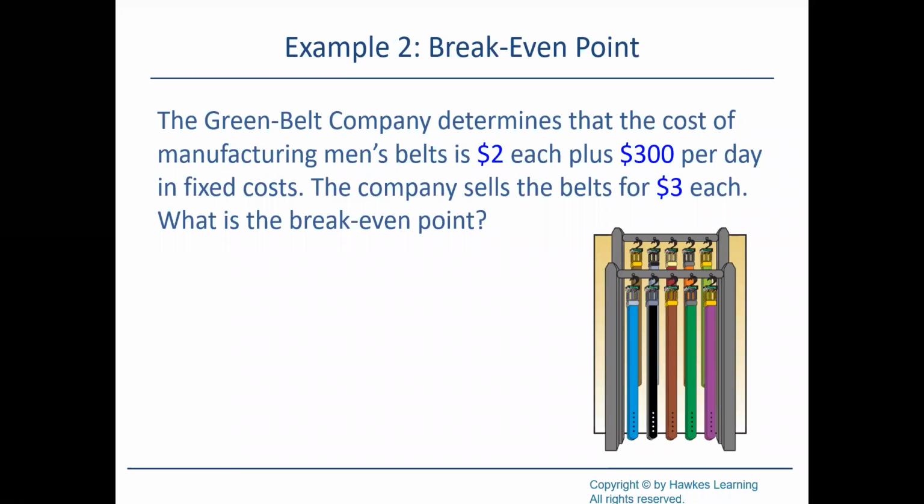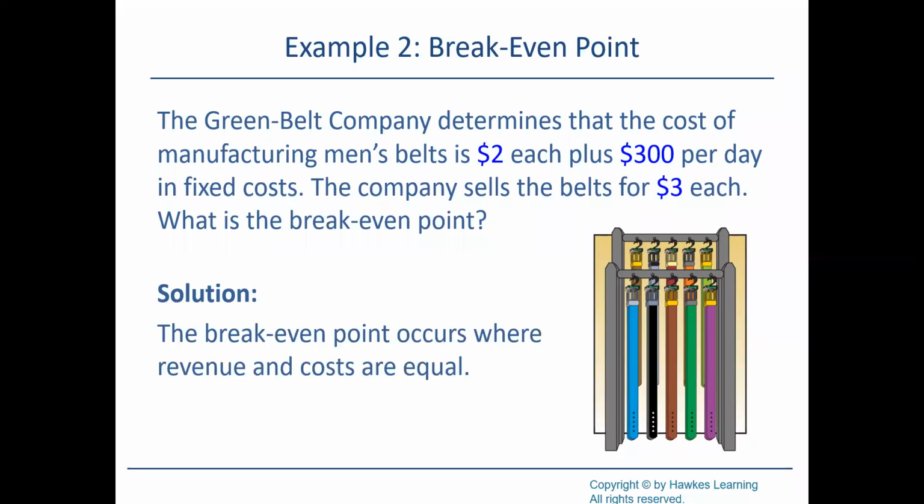The break-even point. The Green Belt Company determines the cost of manufacturing men's belts is $2 each plus $300 per day in fixed cost. The company sells the belts for $3 each. What is the break-even point?